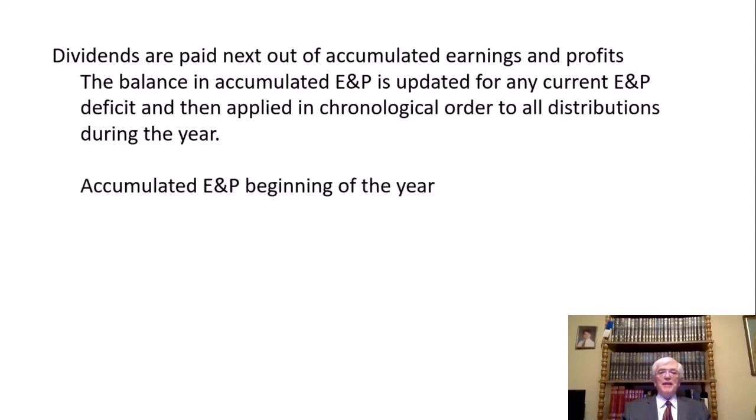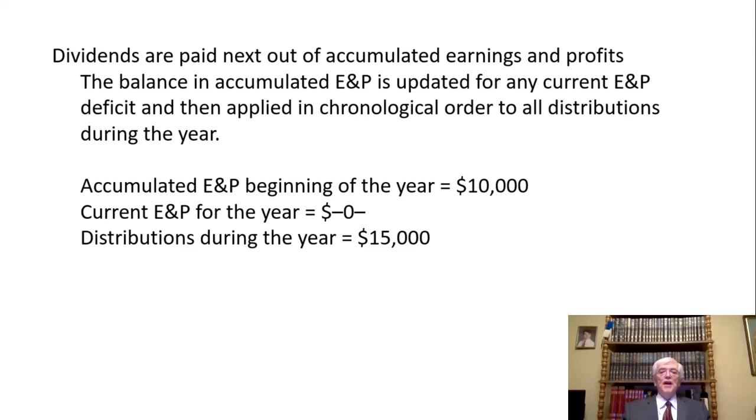Let's suppose our accumulated E&P at the beginning of the year is $10,000. And then for the moment, let's forget about that updating for current E&P deficit. We'll get to that a little bit later. But just for simplicity right now, we'll assume current E&P for the year is exactly 0. We had break-even earnings and profits for the current year. So all we have is the $10,000 of accumulated E&P, and there was no current E&P deficit to worry about. So we will apply the earnings and profits of $10,000 in chronological order to the distributions during the year. Distributions during the year, 15,000.